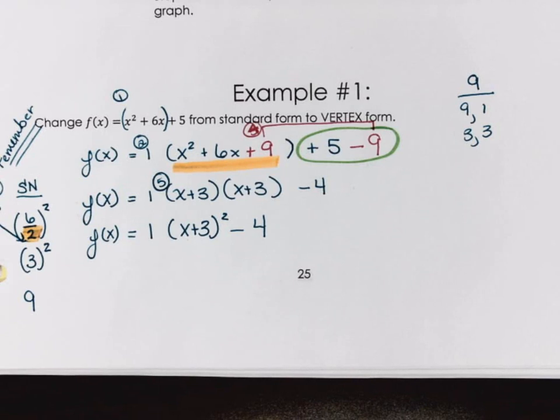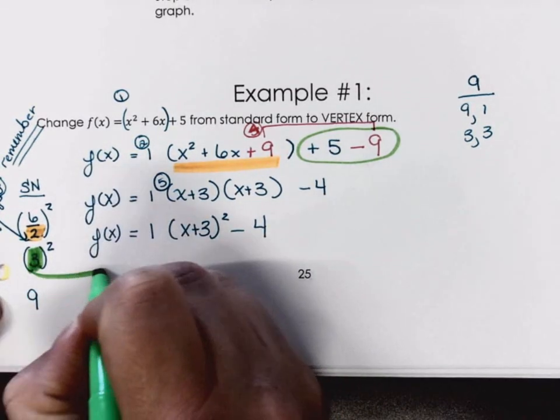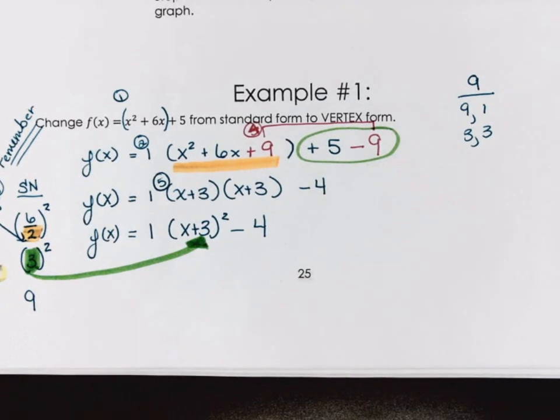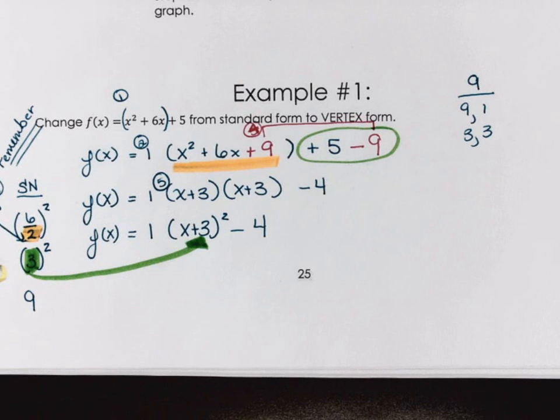I want to show you something. The quotient that you get here after you divide by 2 will always be the value inside that bracket. So you actually don't even need to know how to factor to do this. If you've done all your math right, this will always work.